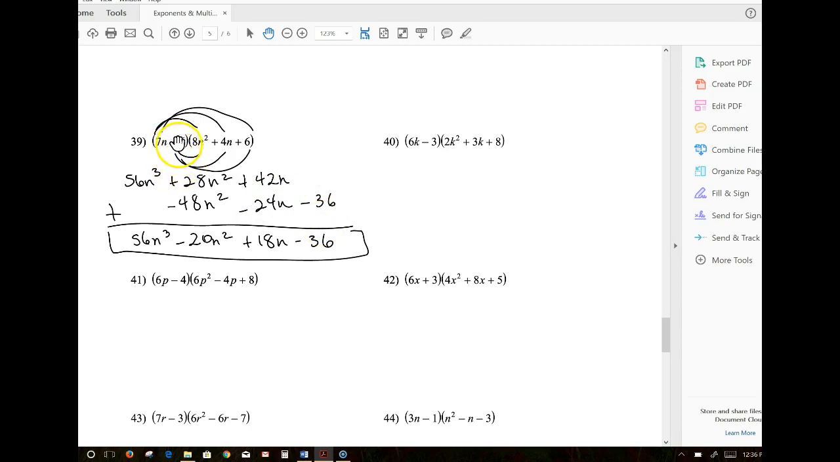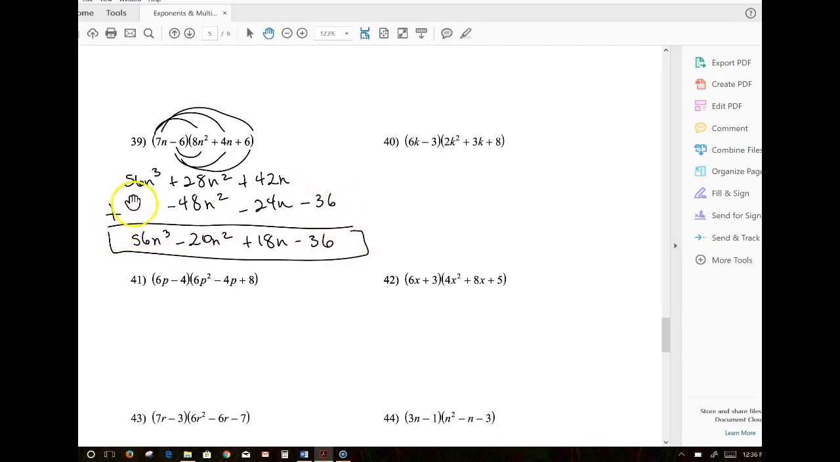So negative 6 times 8n squared makes negative 48n squared. So we're going to write that right here under the 28n squared because those are like terms. Now we have them lined up, ready to combine. Next, negative 6 times 4n makes negative 24n. Again, we line it up with the other n term. And then finally, negative 6 times positive 6 is negative 36. There is no other constant to combine this with, so we just put it at the end.